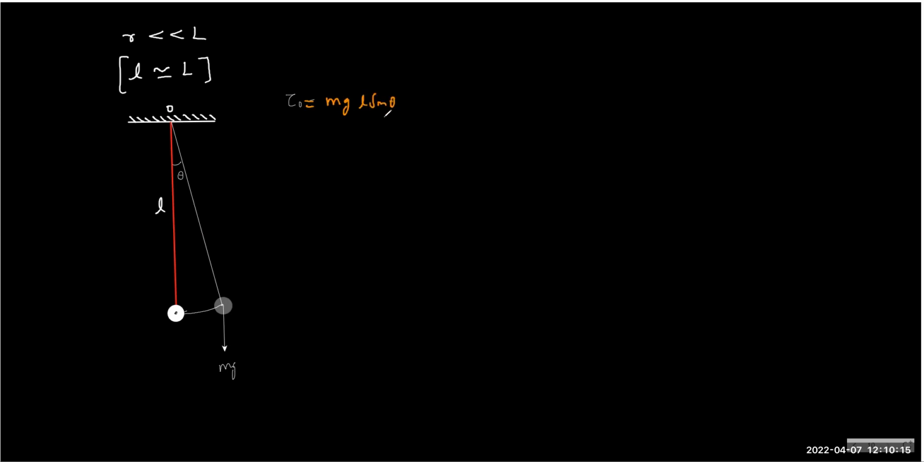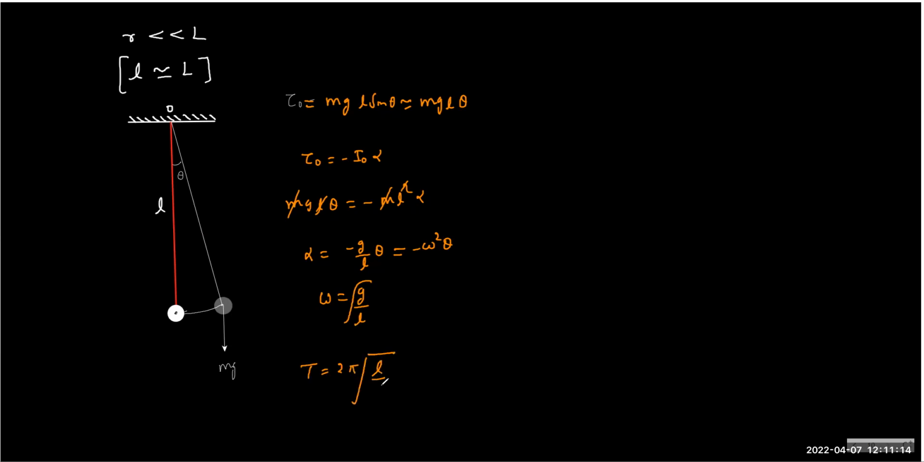mgL sin theta. But theta is tending to zero, so sin theta is approximately theta. So torque about O equals minus I about O into alpha. It's a point mass, so what is the moment of inertia of a particle about an axis? What is the moment of inertia of this bob with respect to point O, the axis passing through? mL square. This is easy, mL cancels. So alpha will be minus g by L into theta, and therefore you can equate with omega square. Omega is root g by L, so time period will be 2 pi under root L by g.